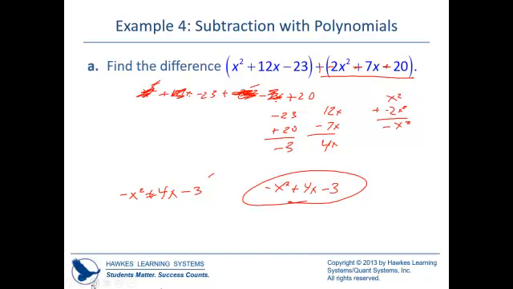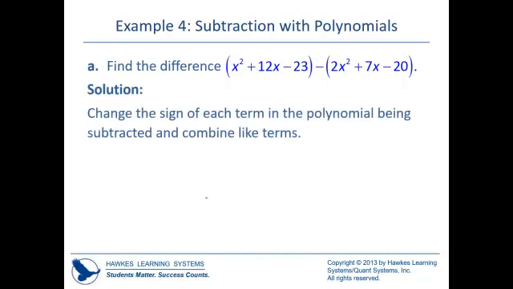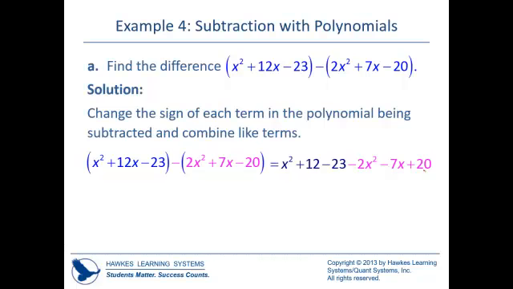So if I can erase all of this. Alright, there we go. So, change the sign of each term in the polynomial being subtracted and combine like terms. So we change the signs, like we got right here, and then combine. Negative x squared plus 4x minus 3.